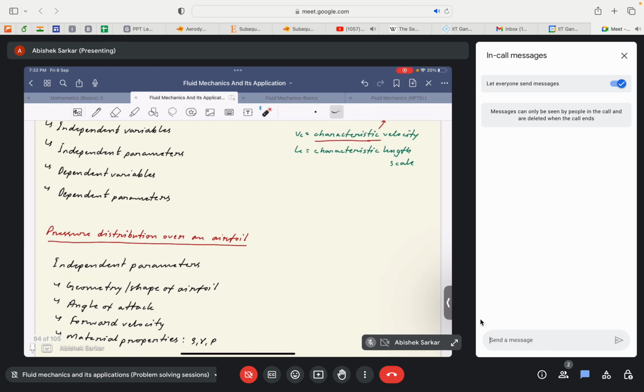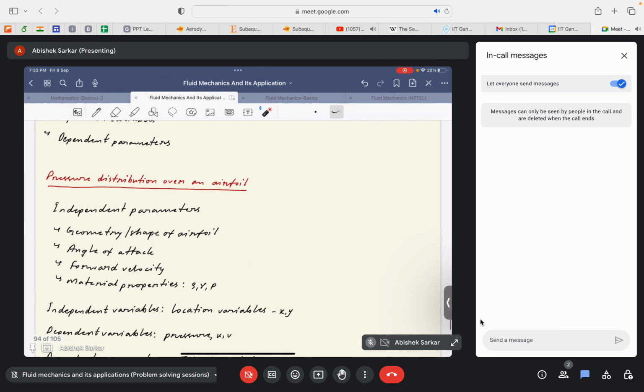So getting an idea of the independent variables, now we have independent parameters. In the independent parameters, we have the flow geometry, the angle of attack, the flow velocity, and the material properties. These are the independent parameters that can exist. This example was taken for flow over an airfoil. So let me just draw the airfoil. These are the parameters that have been taken in the case of flow over an airfoil.